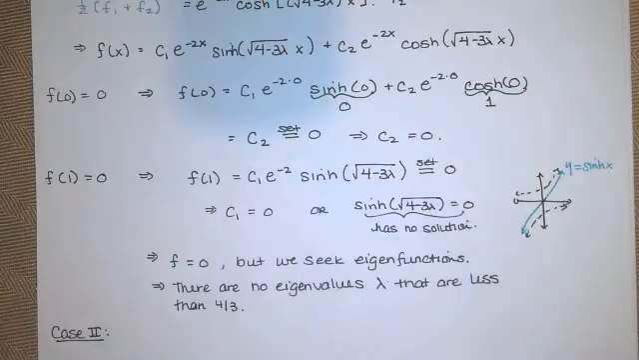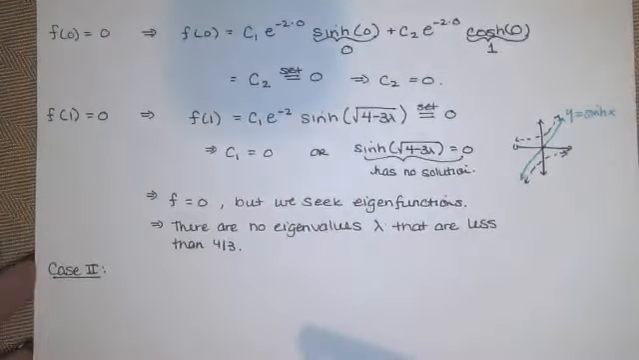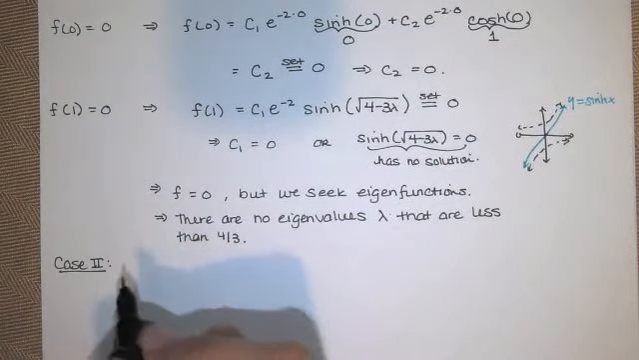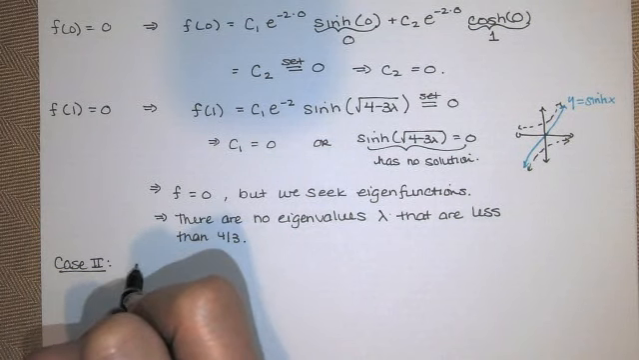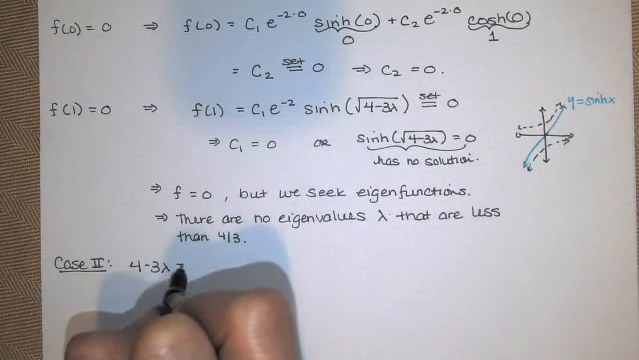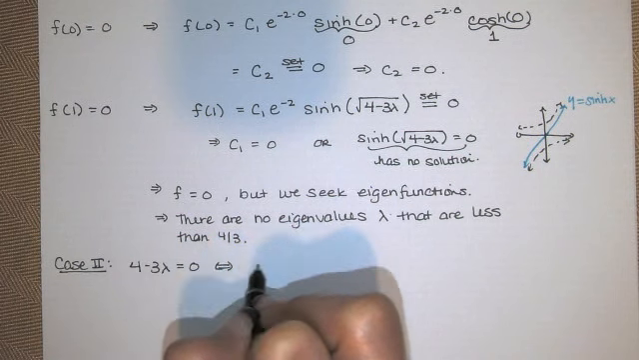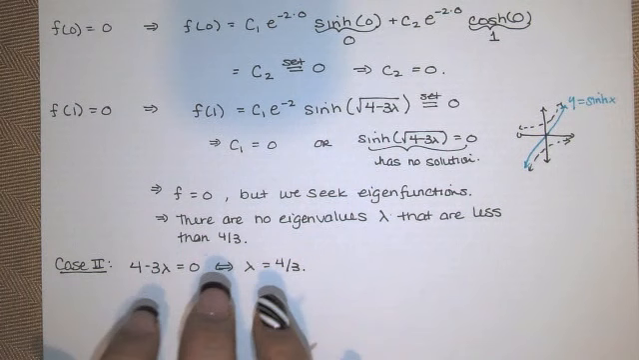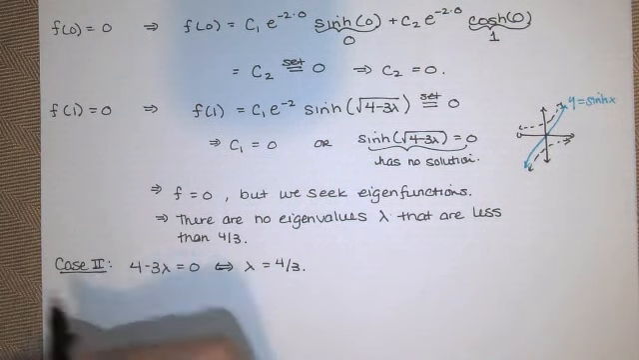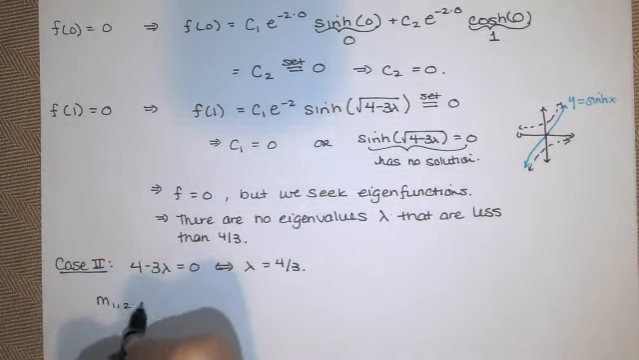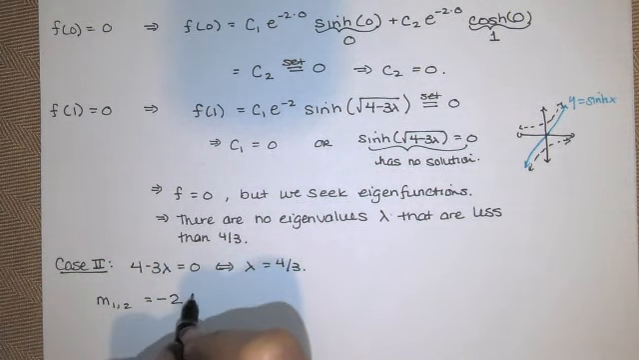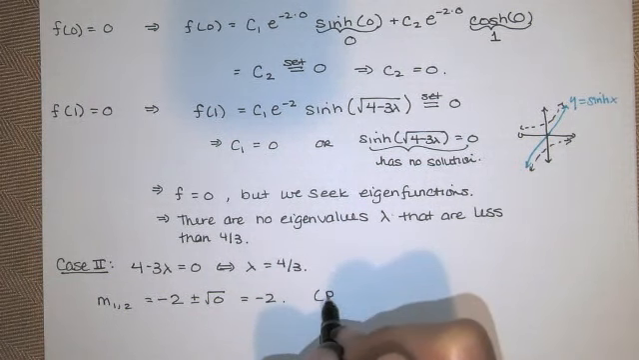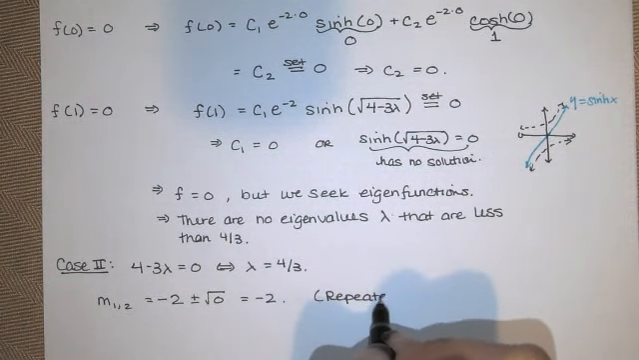And actually, this stuff isn't too bad. I'm just doing a lot of detail for those people who have forgotten the hyperbolic sine and hyperbolic cosine functions and how they behave. This next case is when 4 minus 3 lambda equals 0, and that corresponds to lambda equaling 4 divided by 3. In that case, m1 and m2 are equal to -2 plus or minus the square root of 0. So they're both equal to -2. So that is a repeated real root.